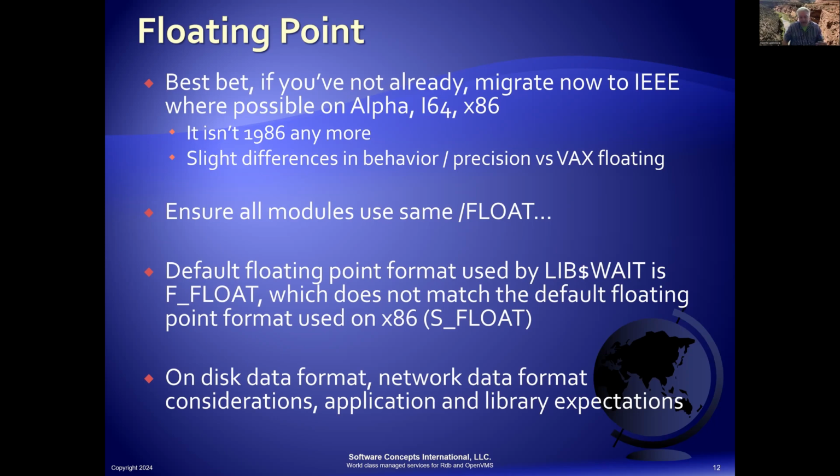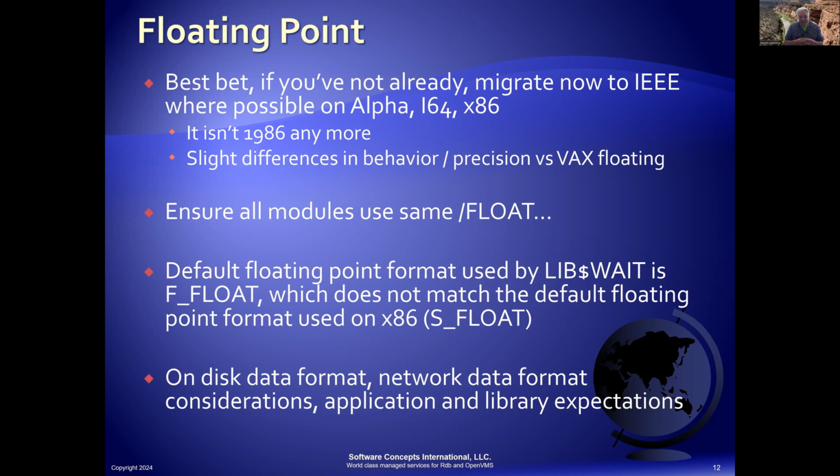One area that I see even recently people getting burned is the system service LIB$WAIT. Just be aware that its default is to use VAX F floating point. I don't know that it's that big of a deal. If you are passing binary format floating point on your network, if you store it in disk, if you're interfacing with a database, then maybe the argument shifts a little bit, and your best bet is to behave just like you do on Integrity.